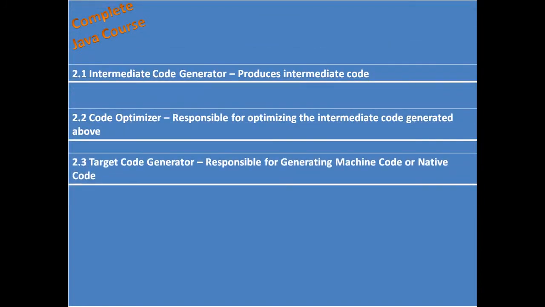Next one is target code generator. It is responsible for generating machine code so it can be executed by the machine, because bytecode is converted into machine code, and the machine always works in the form of 0 and 1.